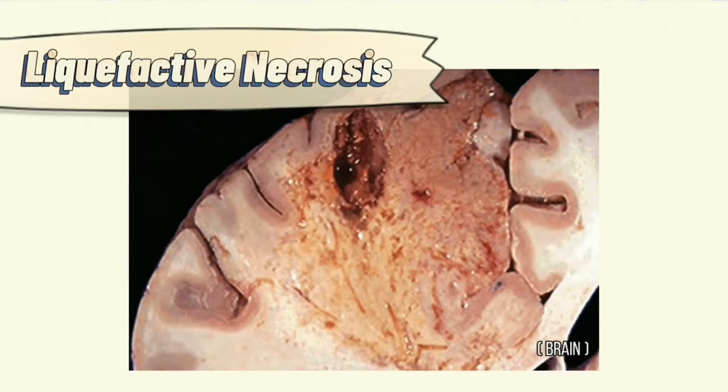Enzymes of bacterial and leukocytic origin contribute to the digestion of dead cells. This is the type of necrosis observed in abscesses and suppurative wound infections. Necrotic material is frequently creamy yellow because of the presence of dead leukocytes and is called pus. Hypoxic death of cells within the central nervous system often manifests as liquefactive necrosis. The cause of liquefactive necrosis is pyogenic organisms.